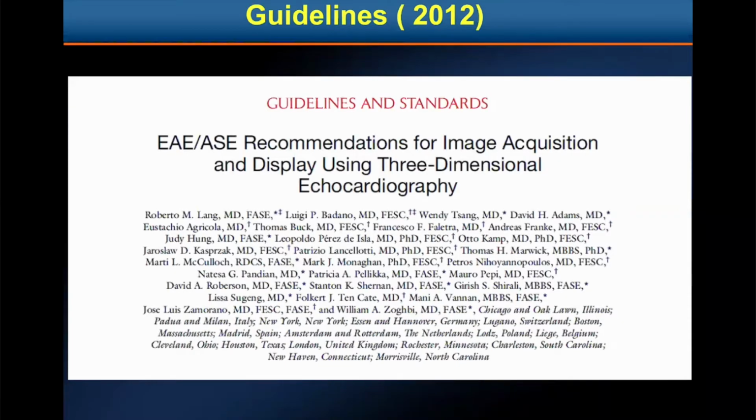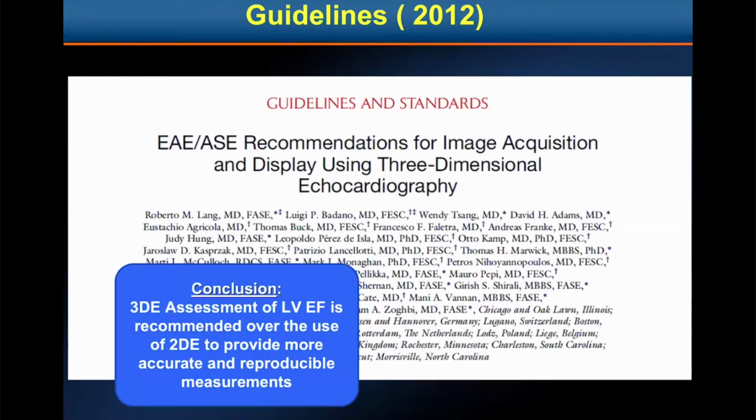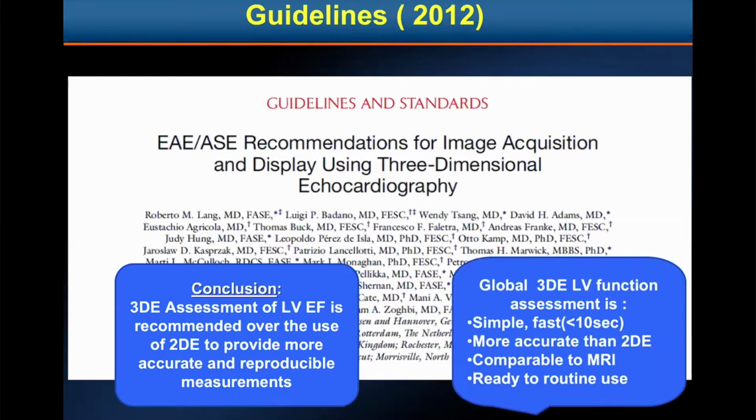Actually, these are the guidelines and standards recommended for nowadays usual daily practice of three-dimensional echocardiography. As a conclusion from these guidelines, we could use three-dimensional echocardiography for assessment of the left ventricle ejection fraction, as recommended over the use of 2D, to provide more accurate and reproducible measurements. Global three-dimensional left ventricle function can be assessed in a very simple and fast way, in less than 10 seconds, and is more accurate than two-dimensional echocardiography.